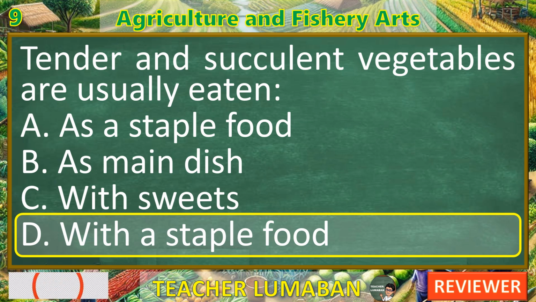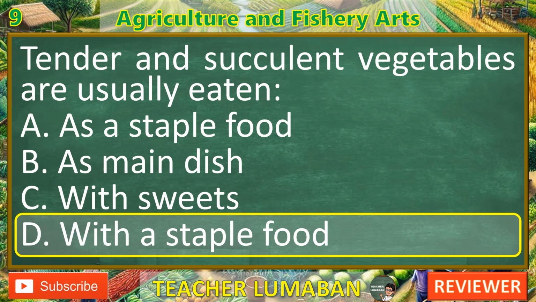B. As main dish. While tender and succulent vegetables can be featured in a main dish, they are generally not the primary component of a meal. Instead, they are often used as sides or complementary elements. C. With sweets. This option is not typical, as vegetables are generally not paired with sweet foods. Tender and succulent vegetables are more commonly served alongside savory dishes.